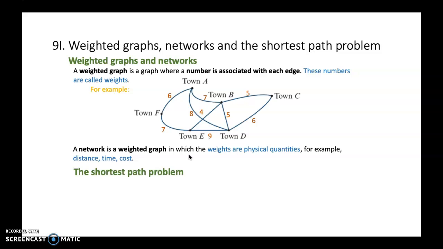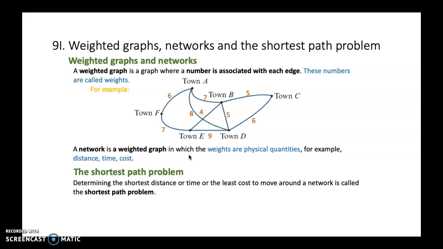Once we have the weighted graph, what we are interested in is the shortest distance we can travel from one place to the other. Determining the shortest distance, time, or least cost to move around a network is called the shortest path problem. So we always want to find the shortest distance, the minimum cost, or we want to reduce the time of traveling.